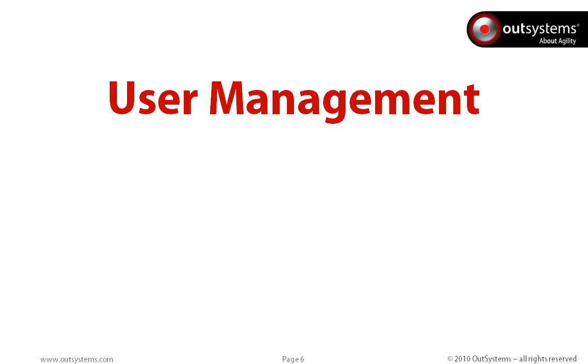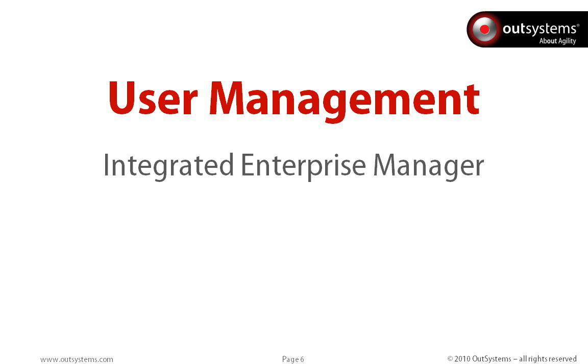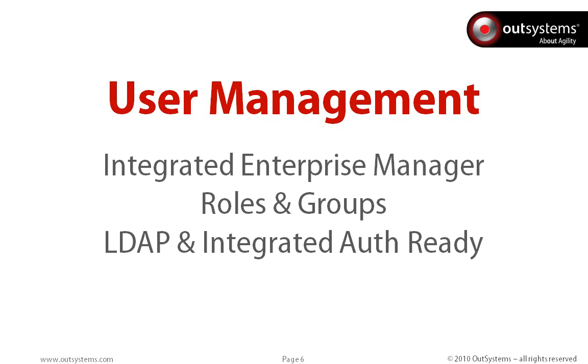User management. With 6.0, we've also decided to revisit our user management functionality. Really, the feedback we were getting is that Enterprise Manager, while functional, was probably a bit too complex for the vast majority of scenarios, and therefore we've decided to simplify it and really integrate the core of Enterprise Manager into the Agile platform. We've incorporated the concept of roles and groups, and obviously also included the core functionality regarding LDAP and integrated authentication.